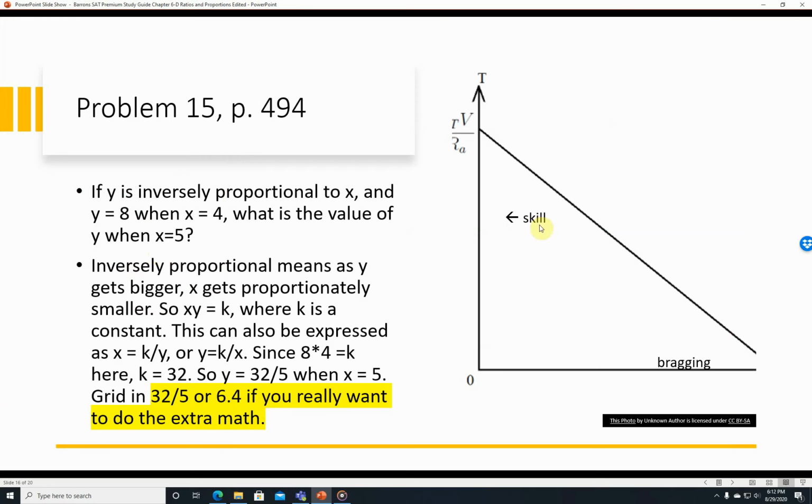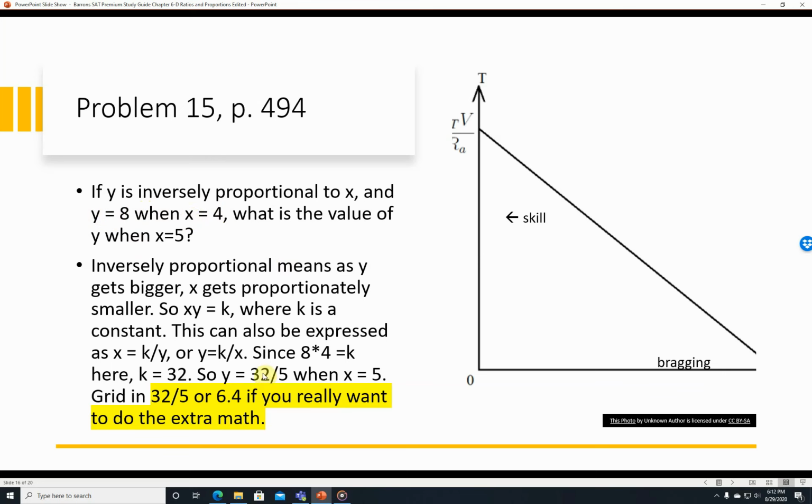So inversely proportional means that as y gets bigger, x gets proportionately smaller. So xy is equal to k, which is a constant, and that can be expressed as x equals k divided by y, or y is equal to k divided by x. Since 8 times 4 equals k here, k is equal to 32. Why? Because y is equal to 8, x is equal to 4, so then you just multiply them to get 32.